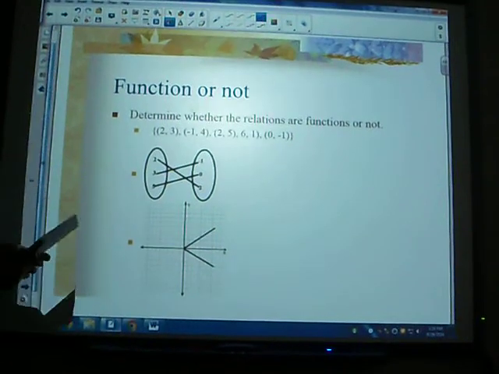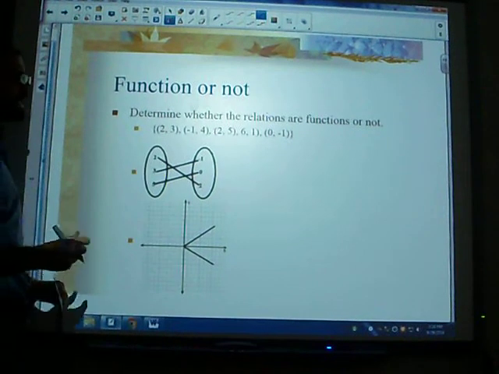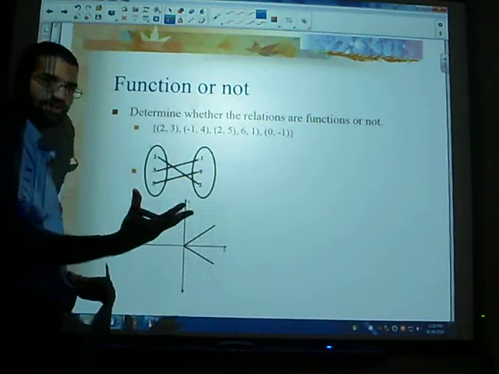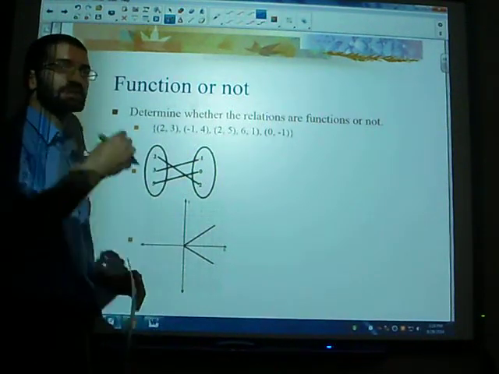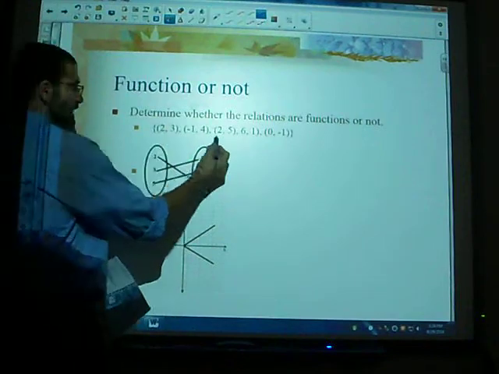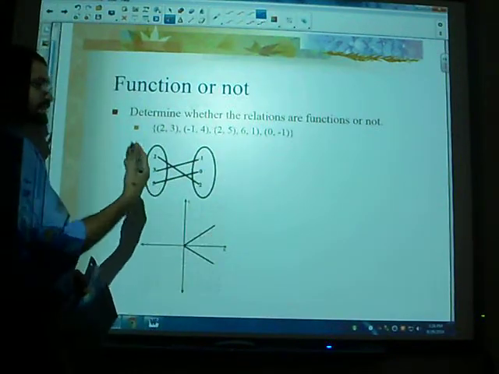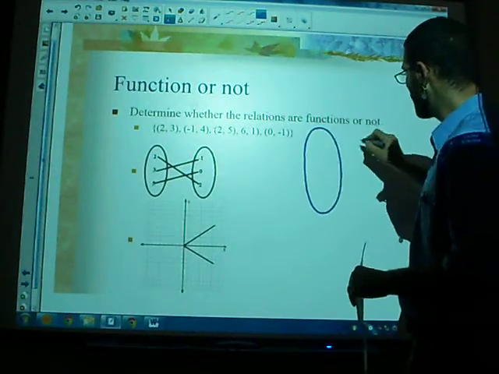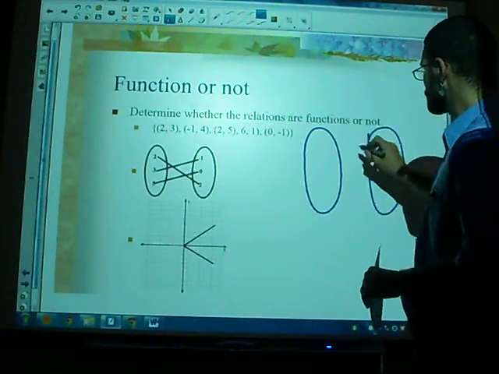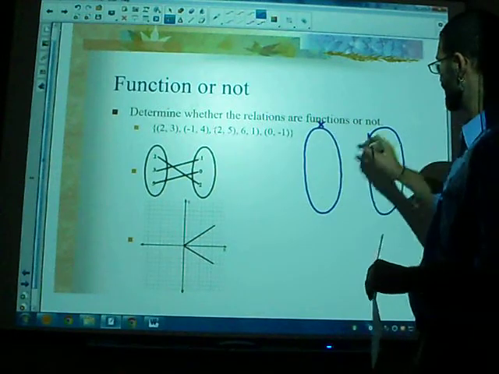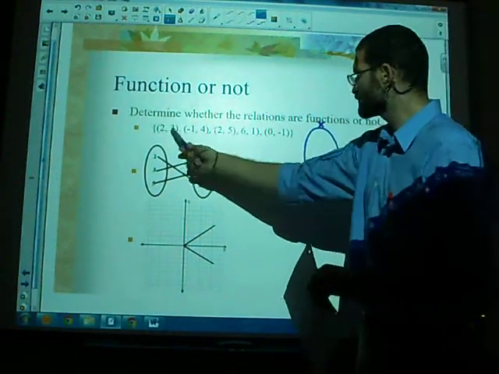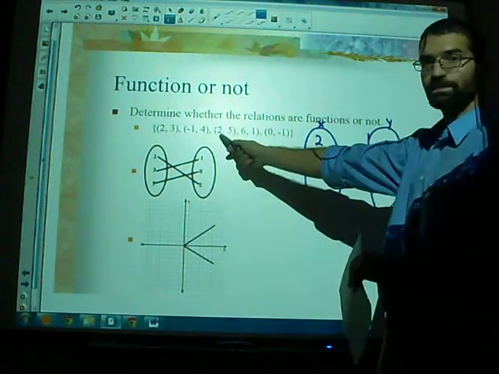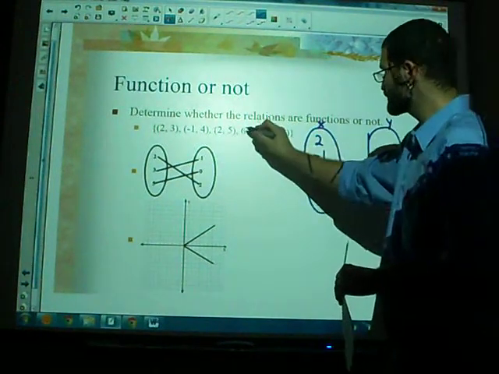So let's look at some examples. Determine whether relations are functions or not. Everything here is a relation. That's not a question. The question is, are these relations functions? If we have this set of points, the easiest way to determine whether it's a function or not is to make a mapping out of these points. Remember, we're going to put x values on the left, y values on the right. So 2, negative 1. Remember, do not repeat your numbers, otherwise we will not see what we need to see.